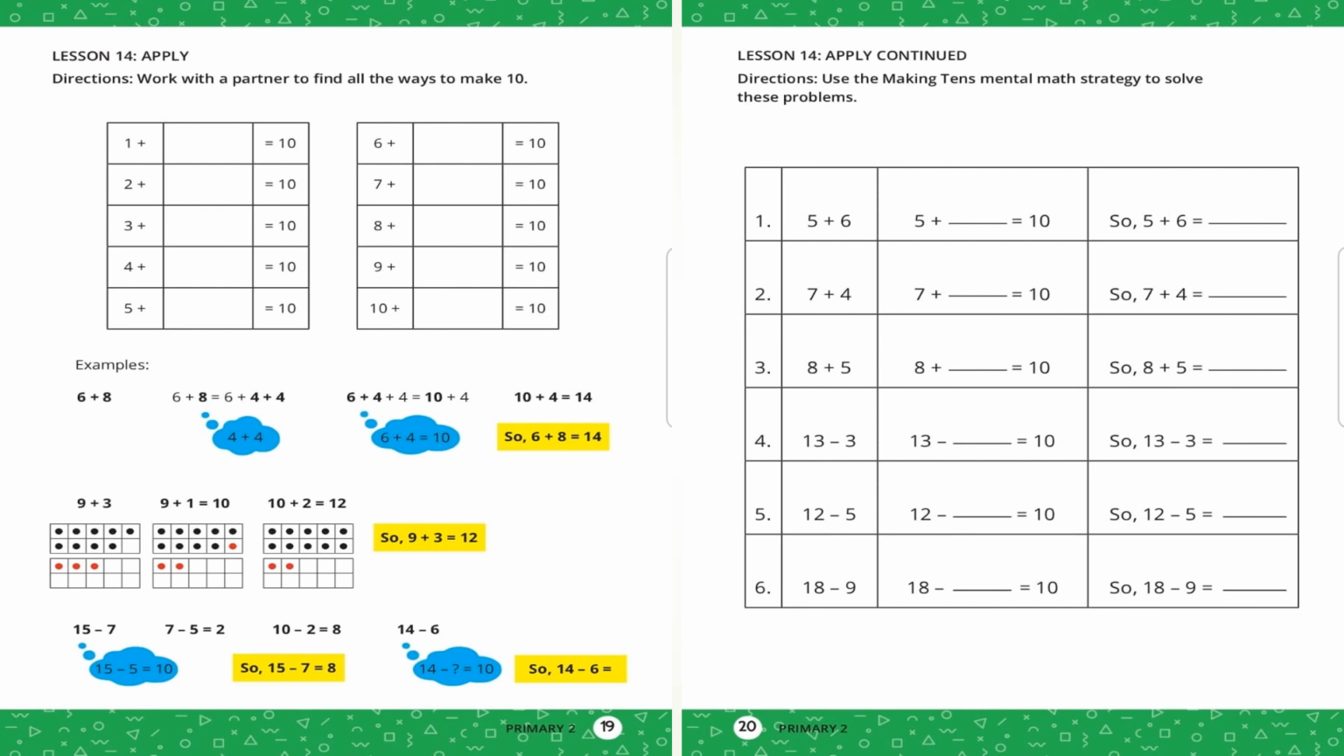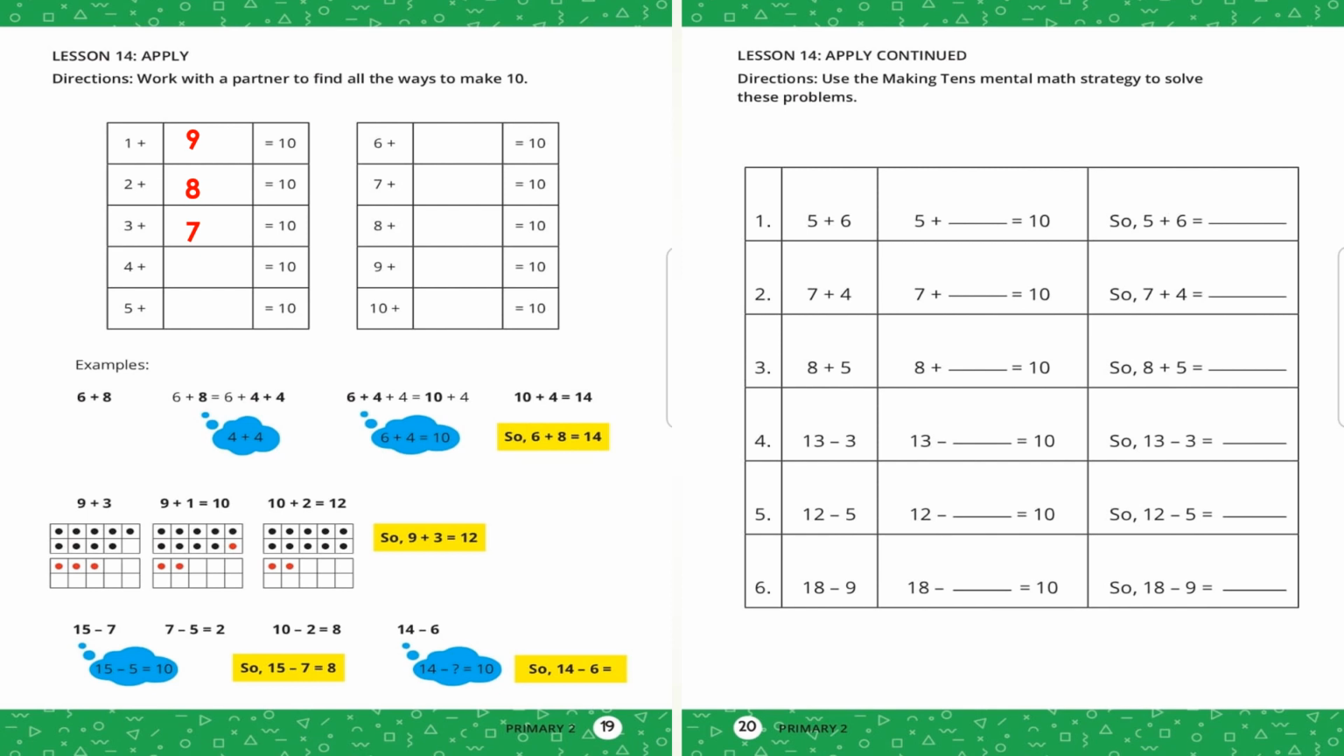1 needs what to be 10? 1 needs what to be Mr. 10 or superhero? 1 needs 9. So 1 plus 9 equals 10. 2 plus 8 equals 10. 3 plus 7 equals 10. Okay? Lesson 14, the second part.